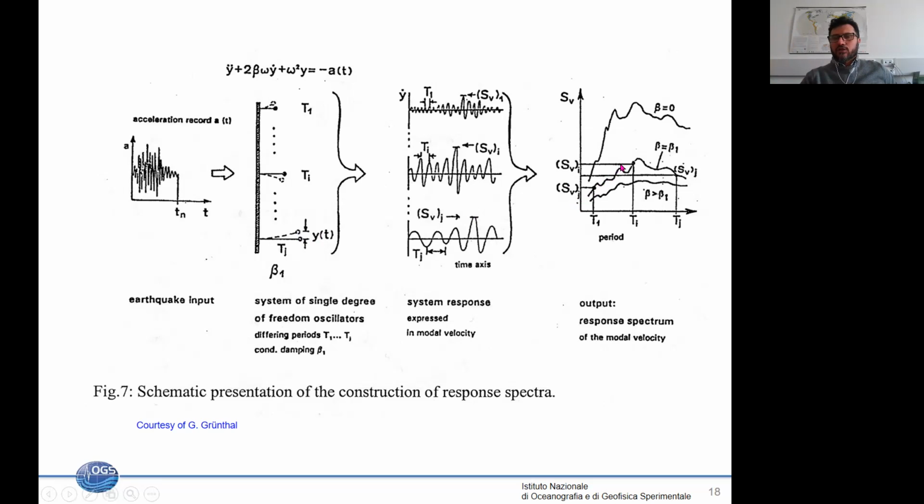So if we look at all these frequencies, what we will get is what we call the response spectrum, where in the x-axis we have the period of the oscillator, and in the y-axis we will have the maximum oscillation for that period. That can be in terms of velocity, or in terms of displacement, or in terms of acceleration. So it's something a little bit different from what we have seen before. Okay?